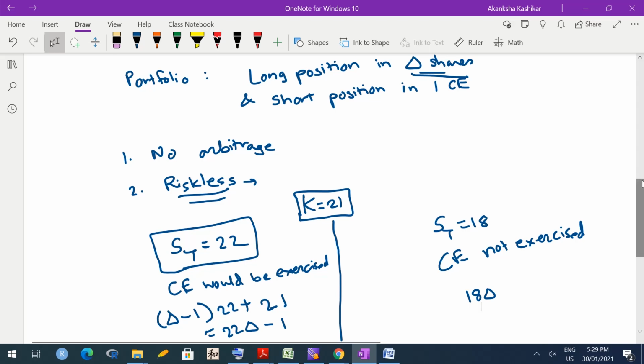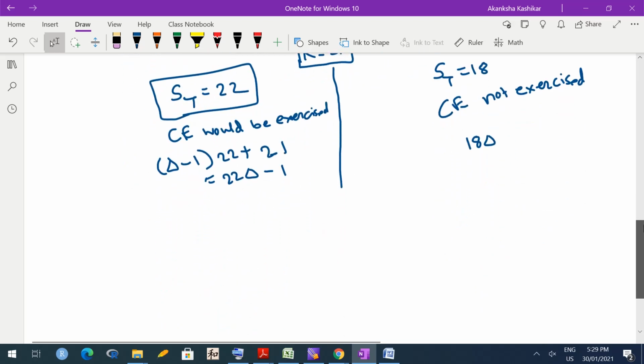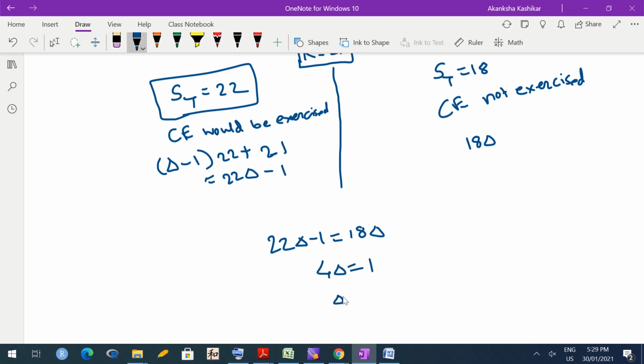Now the portfolio should remain riskless means under both these setups my portfolio worth should be the same. So we will equate these two things. 22 delta minus 1 should be equal to 18 delta. So basically 4 delta should be equal to 1. So delta should be equal to 1 by 4. What does it mean? It means that for every call option I should have 1/4 share in my portfolio. What do I mean by this?